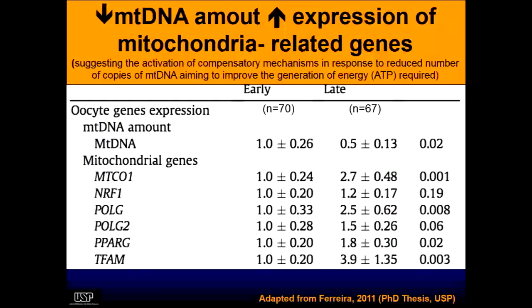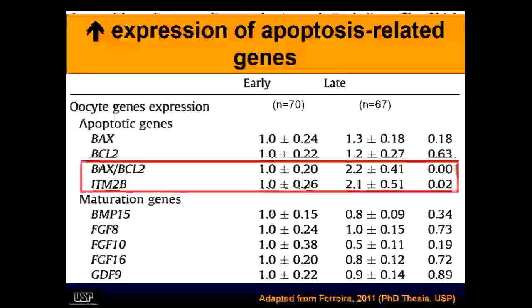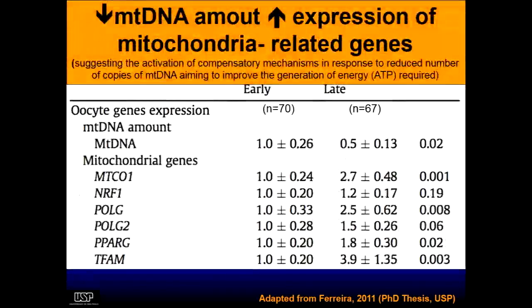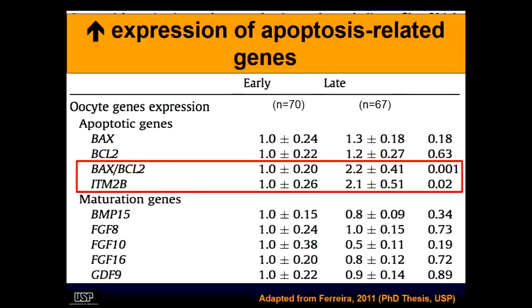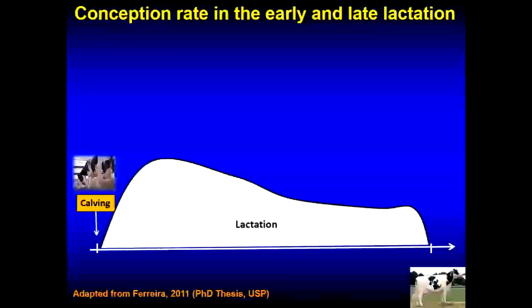We did the mitochondrial DNA amount and the expression of mitochondrial-related genes. You can see here that we have a decrease in the expression of genes and in the amount of DNA comparing late and early lactation. And the expression of apoptosis-related genes was higher in late lactating than in early lactating. This confirms that the low efficiency of IVF is probably related to the low quality of the oocyte.